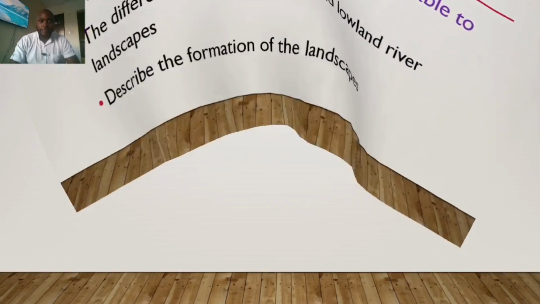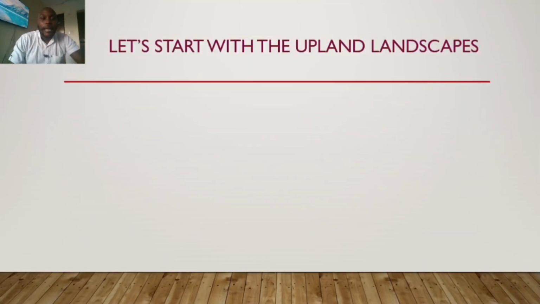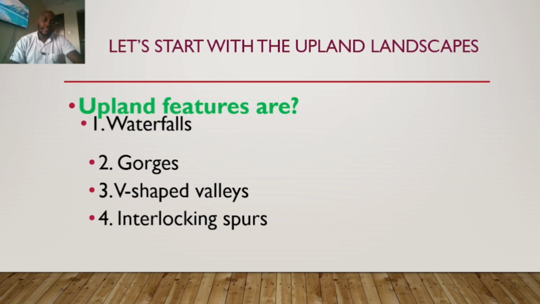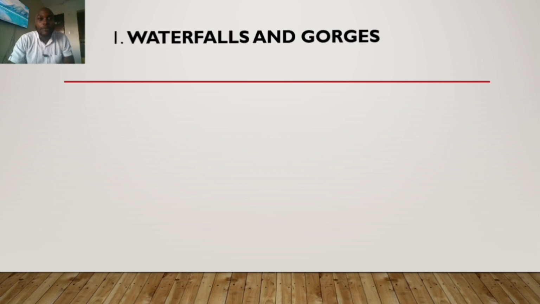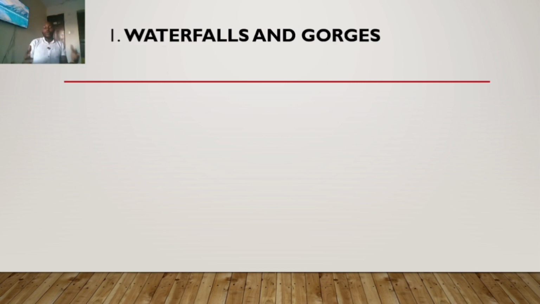Now let's start with the upland landscapes. We have these upland features: waterfalls, gorges, V-shaped valleys, and interlocking spurs. All right. And now let's start with the waterfalls and gorges. Let's know what it is. Let's know how it's formed, right?